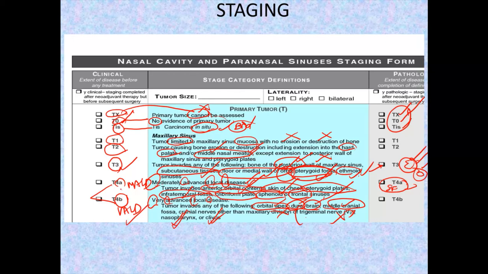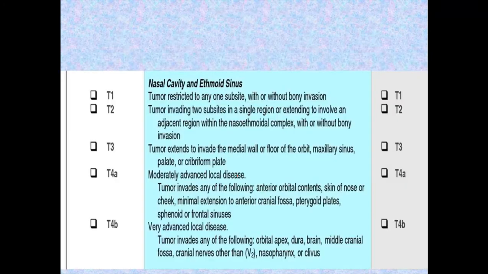Once again repeating, T4A involves anterior orbital contents, skin of the cheeks, pterygoid plates, infratemporal fossa, cribriform plate, sphenoid and frontal sinuses. T4B is orbital apex, dura, brain, middle cranial fossa, any cranial nerves other than the maxillary division of the trigeminal nerve, nasopharynx and clivus. So this is for the maxillary sinus staging. For nasal cavity and ethmoid sinuses, a tumor restricted to one subsite, with or without bony invasion, is T1.